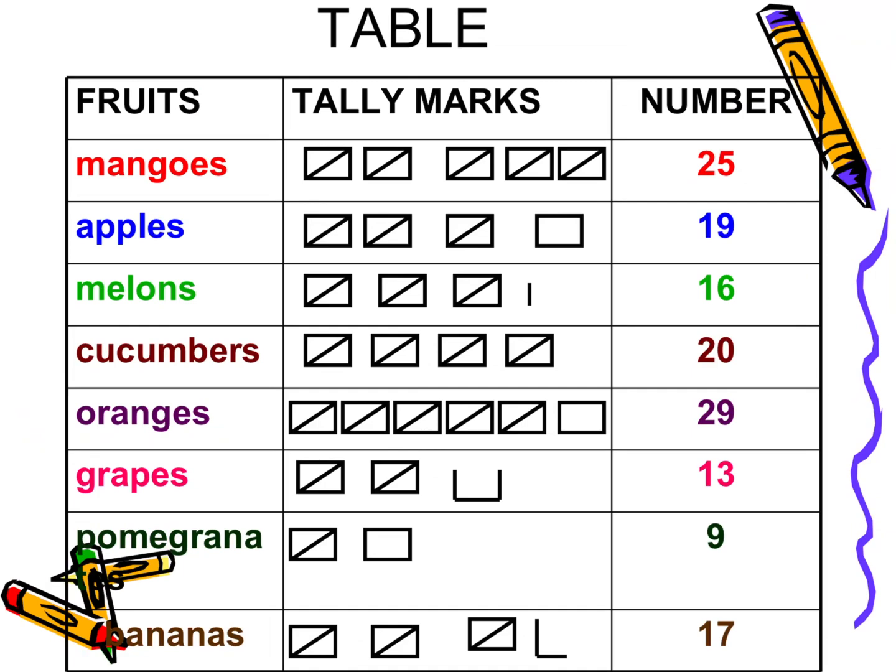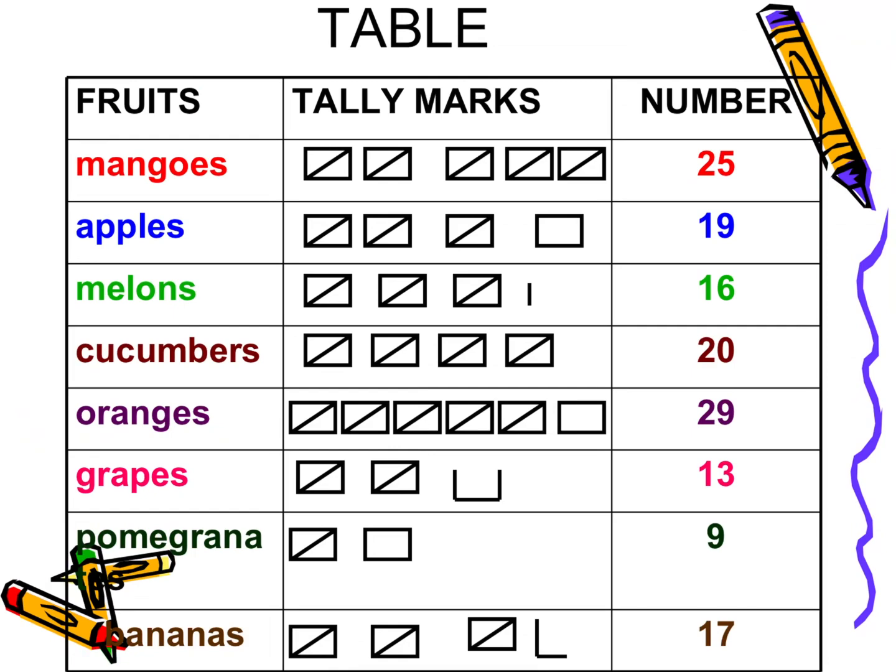Then how many oranges? 1, 2, 3, 4, 5. How many 5s are here? 5. So 5 5s are 25. And another one square box is there, which means 4. So 25 plus 4 is 29. So she wrote again 29.